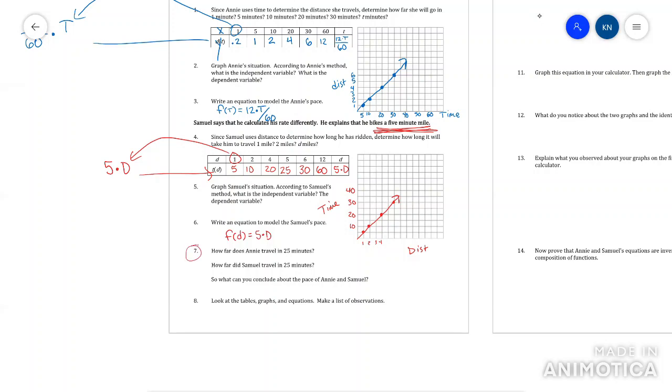How far does Annie travel in 25 minutes? Well, that's a time, and you're plugging it in for t here. So it'd be 12 times 25 divided by 60, which is just going to be 5 miles. And then they want you to do the same thing for Sam for 25 minutes. Well, in 25 minutes, he was able to ride 5 miles. So it's the same thing, 5 miles. So they have the same pace.